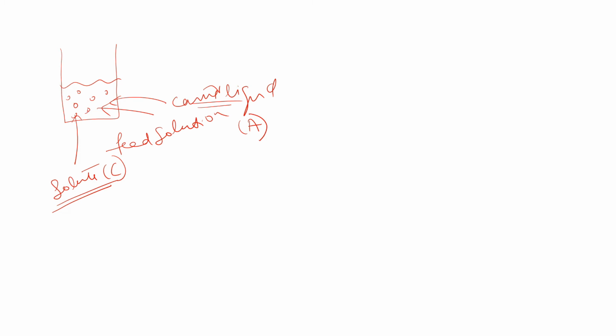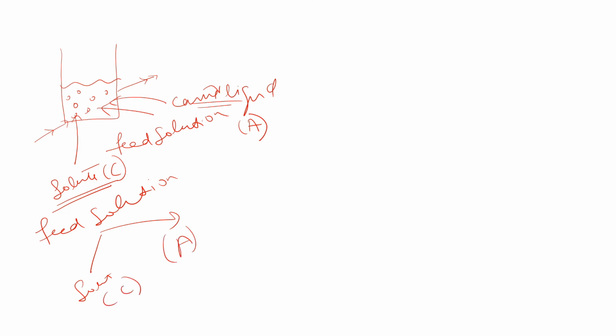They are completely miscible. So if you shine a light here, the light will come out without any change in the intensity of your light, which means they are completely clear. They are not turbid, they are completely miscible. So this is your starting solution. Your feed solution contains two components: solute, for which I'm going to use the notation C, and then your A. This is nothing but your carrier liquid.